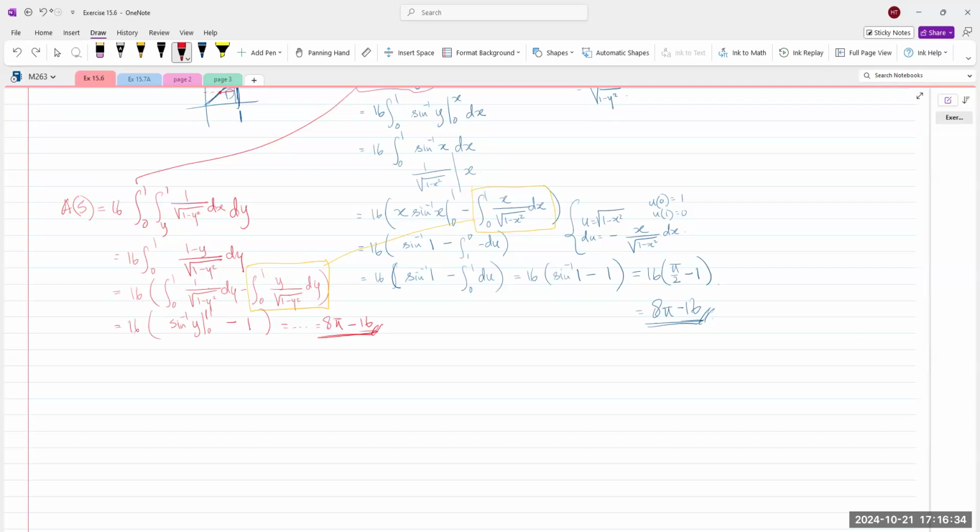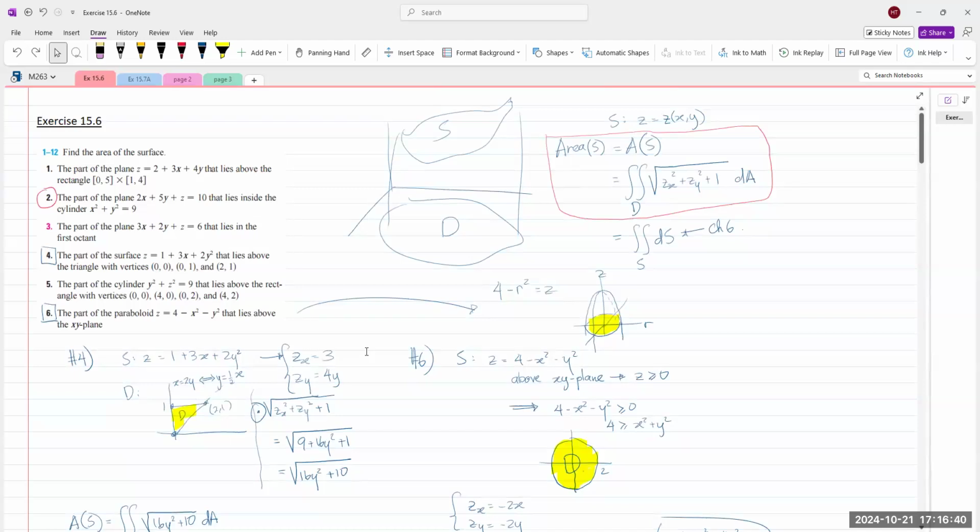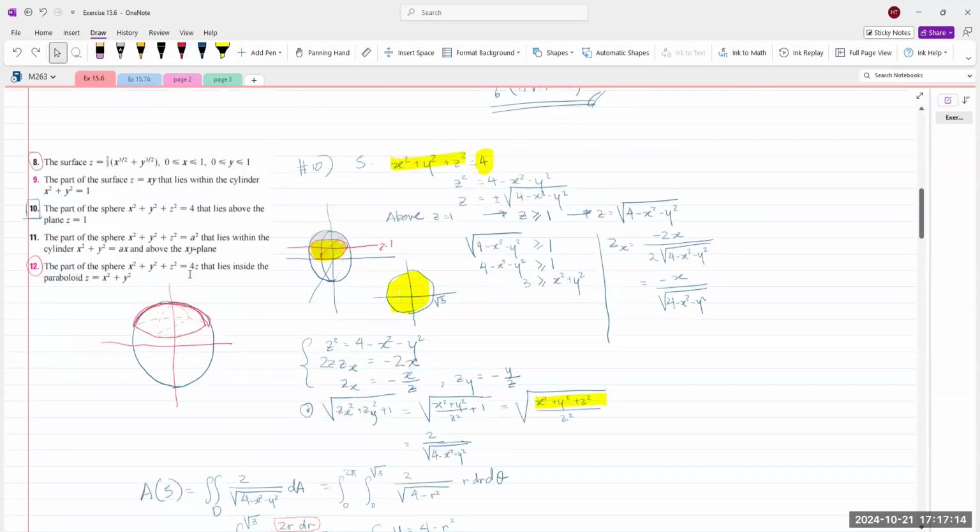That's for this section 15.6. The idea is actually quite simple. The area is a double integral over domain D, which is the shadow of surface S on the coordinate system in the domain. In this picture, that's the xy plane. Okay, but then we have an integrand that looks like this. What we have done so far in all these questions, I basically apply that to different cases. Okay, now this is for 15.6.